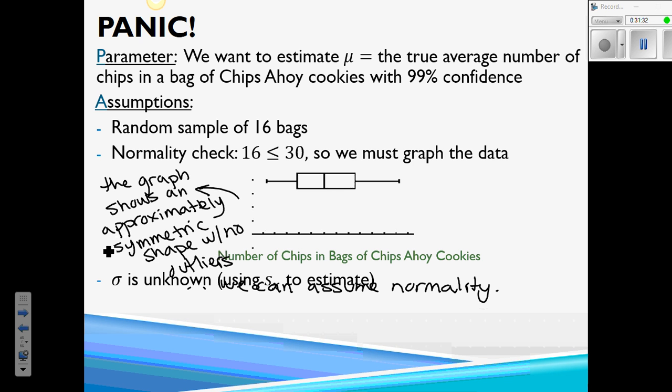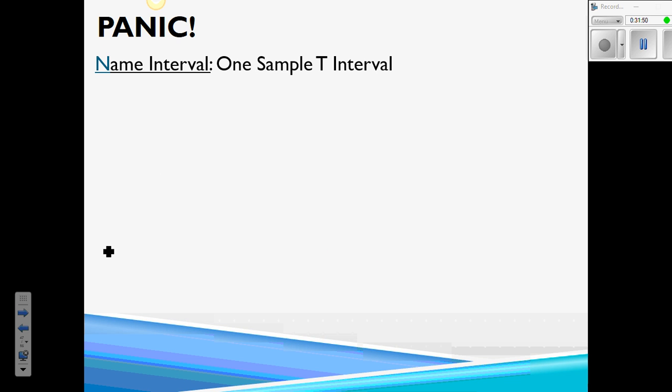All right. So sigma here is unknown. Again, they did not give you that within the data of the problem. So sigma is unknown. So guess what we're using to estimate? S of x, the sample standard deviation. All right. So this means that we're going to use these T procedures, right? So next thing for n, one sample T interval. That's the procedure we're going to use. Once you do that, go ahead and write down your formula. X bar plus or minus T star times standard deviation over the square root of n, right? That's our formula.